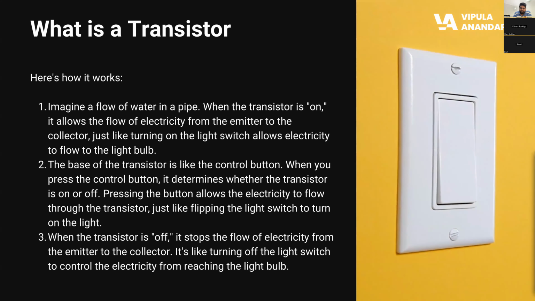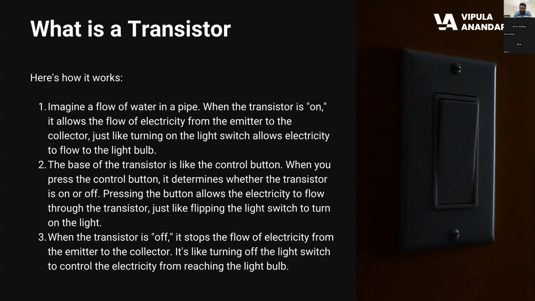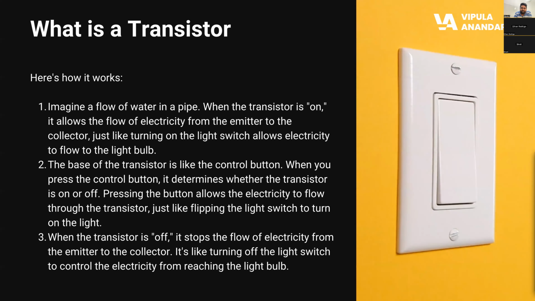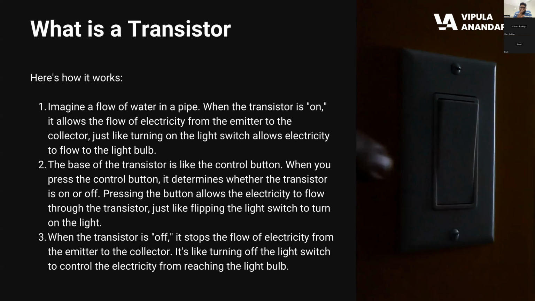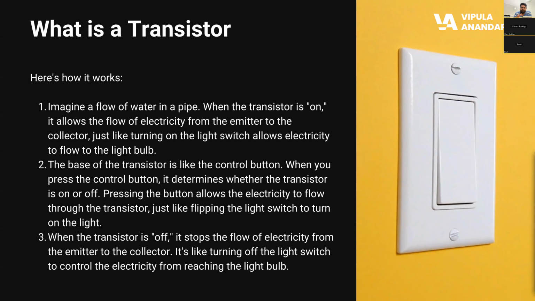The base of the emitter is like the control button. So when you press the control button, it determines whether the transistor is on or off. Okay, so pressing the button allows the electricity to flow through the transistor, just like flipping the switch on or off. When the transistor is off, it stops the flow of electricity from the emitter to the collector, like turning off the light switch to control the electricity from reaching the bulb.